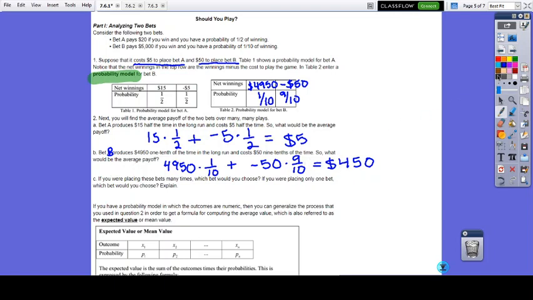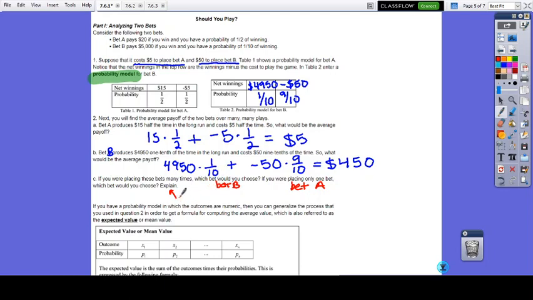Okay, letter C. If you were placing these bets many times, which bet should you choose? Hopefully you figure out you should choose bet B. If you're placing only one bet, which bet should you choose? And in this case, we should talk about placing bet A. Why, or explain? There's lots of ways to explain this.